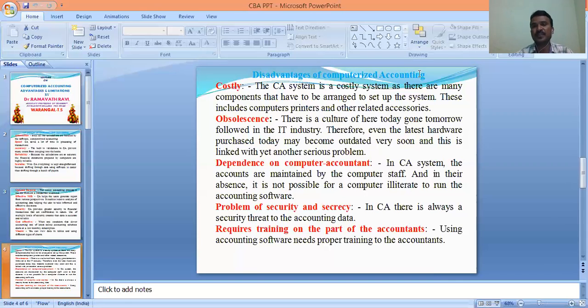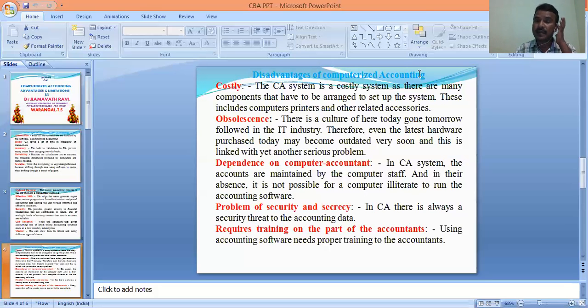This is one of the things. And next, the problem of security and secrecy. Already, previously, we discussed that different levels of security mechanisms are there. Even though there are different levels of security mechanisms, there is still certain threat, there is scope for problems. There is always a security threat to the accounting data.